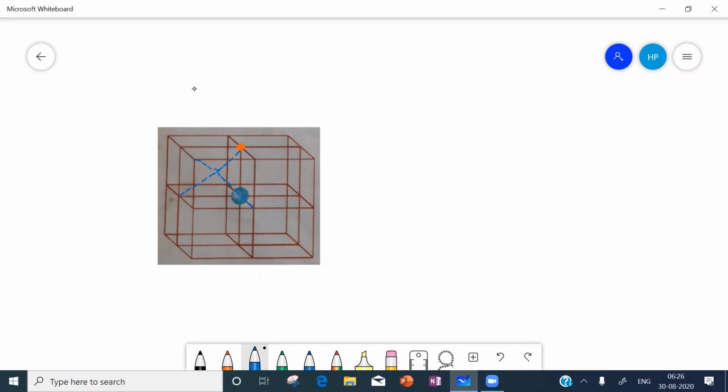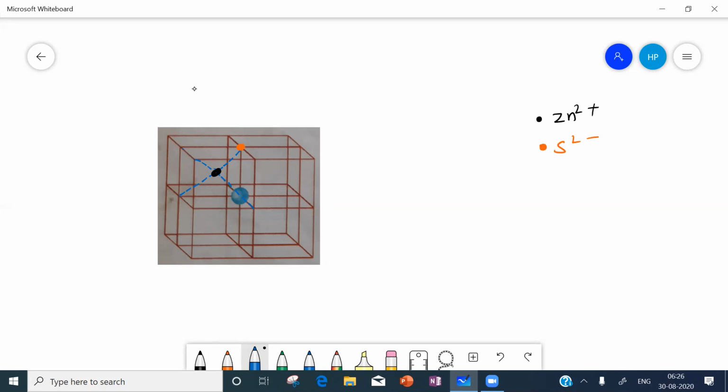Now we can say this is the tetrahedral void. In this tetrahedral void, Zn2+ is present. This is Zn2+, and this is sulfide. So one tetrahedral void we placed. We will go for the next tetrahedral void.